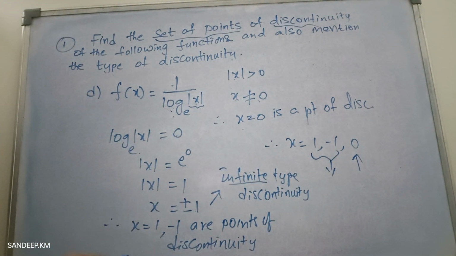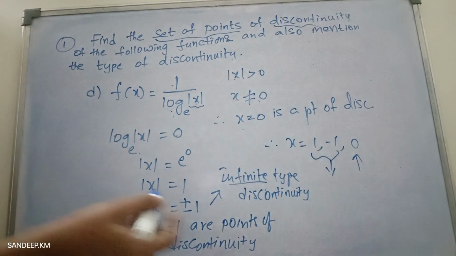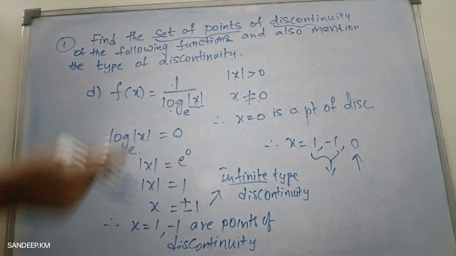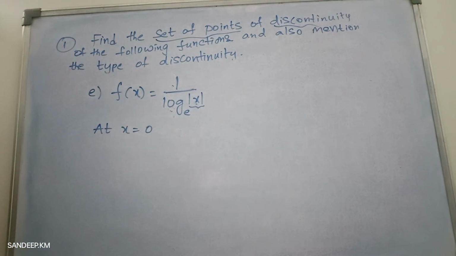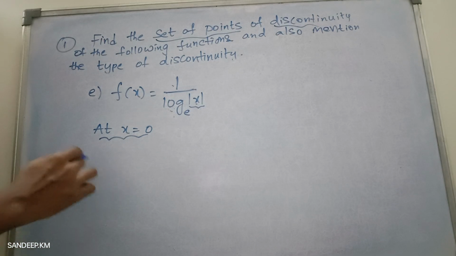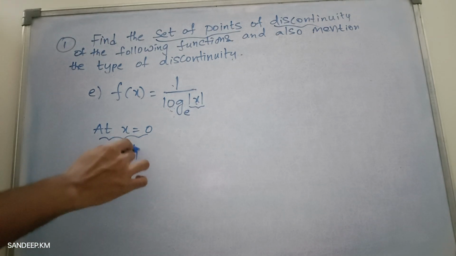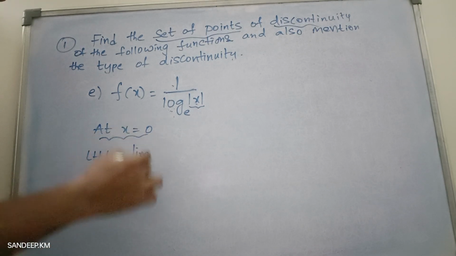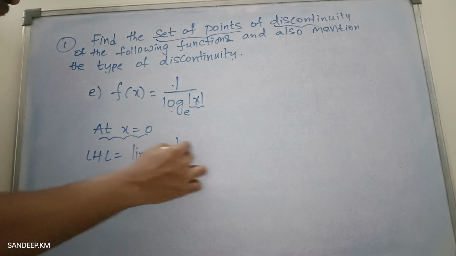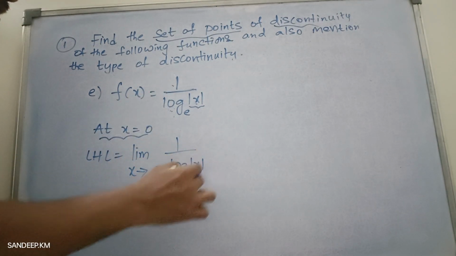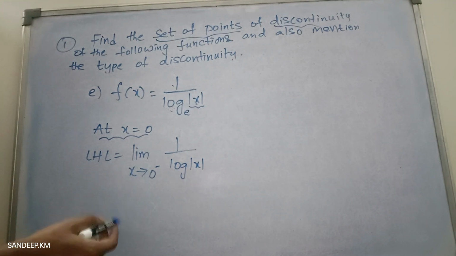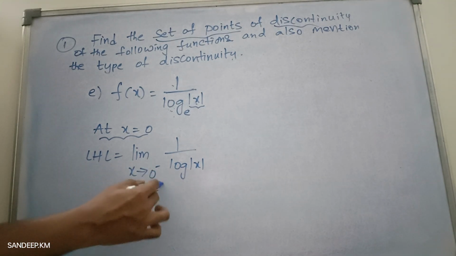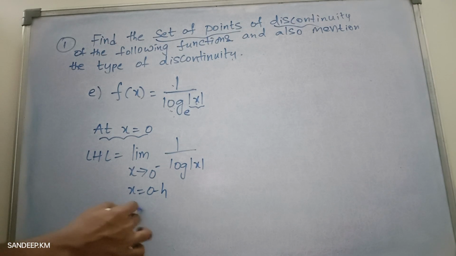I did not complete the solution. We are supposed to find at x equal to 0, what type of discontinuity we are getting. So let us do that. Dear students, at x equal to 0, we are trying to find what type of discontinuity we are getting. First let me find the left hand limit, LHL: limit x approaches 0 minus of 1 divided by log mod x. Now x approaches 0 minus means x equals 0 minus h, where h is approaching 0.